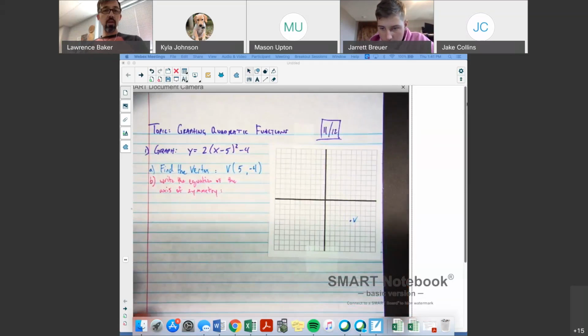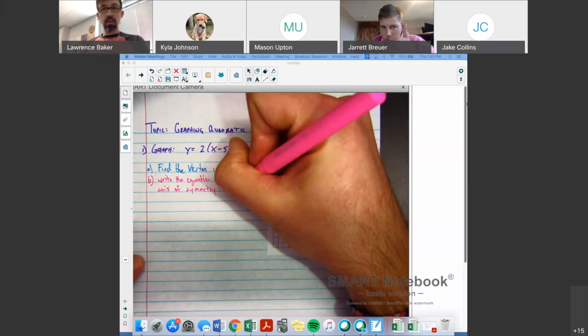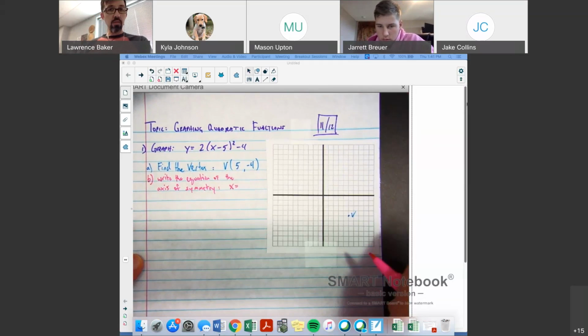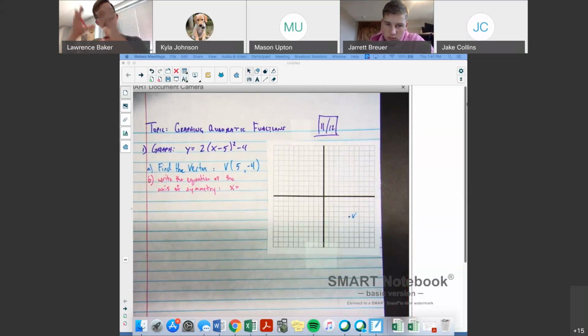And when we write an equation for an axis of symmetry, what should it always look like? I'm not asking what the answer is, I'm asking what the answer looks like. Right on, Jared. X equals, right? And when we say something about X equals, what does the axis of symmetry look like? Like physically, what does it look like?